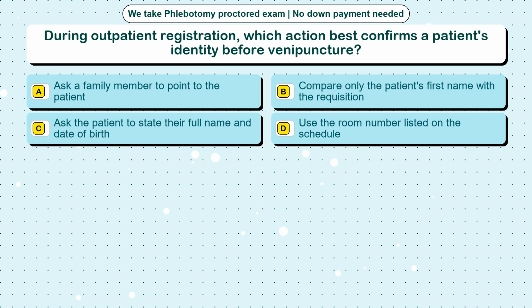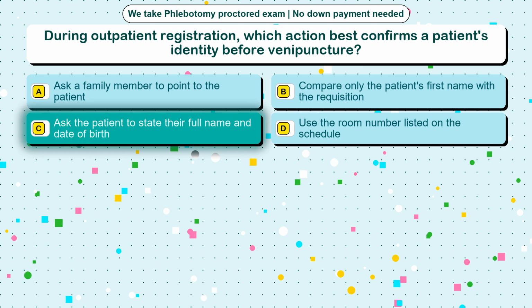Question 32. During outpatient registration, which action best confirms a patient's identity before venipuncture? Option A. Ask a family member to point to the patient. Option B. Compare only the patient's first name with the requisition. Option C. Ask the patient to state their full name and date of birth. Option D. Use the room number listed on the schedule. The correct answer is option C.